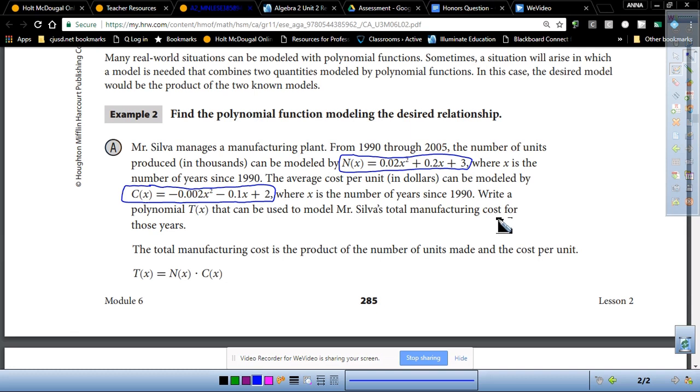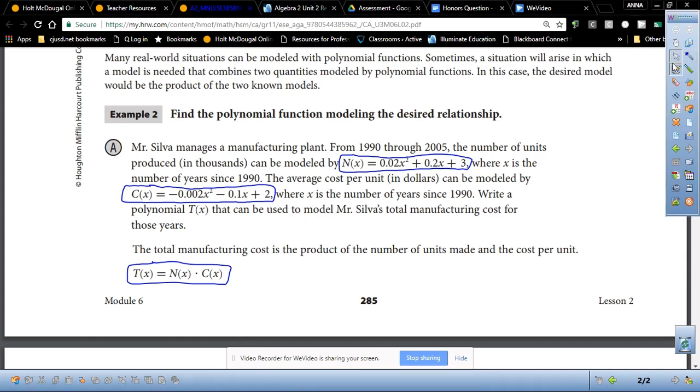So total cost would be the cost per unit times how many were produced. So notice our total is n of x times c of x. Now, I will not be doing this multiplication the way the book does. All right, and so for the first example, you can look through to see how the book does it.